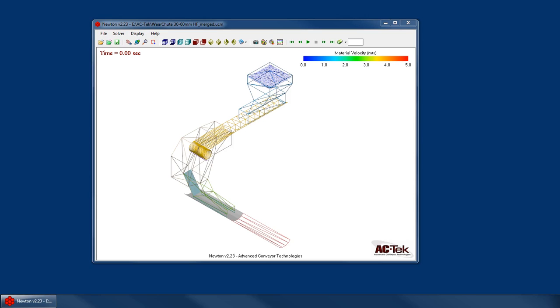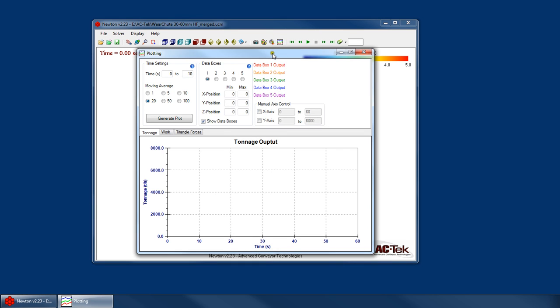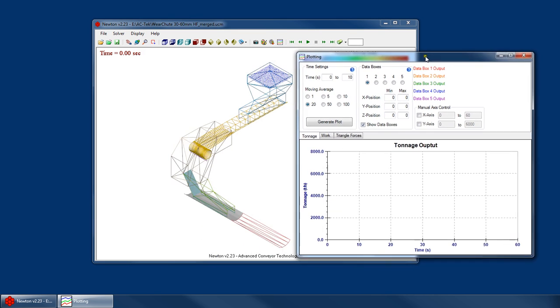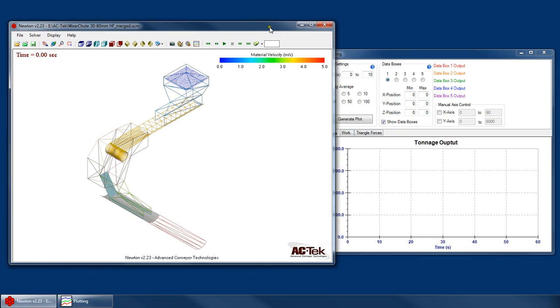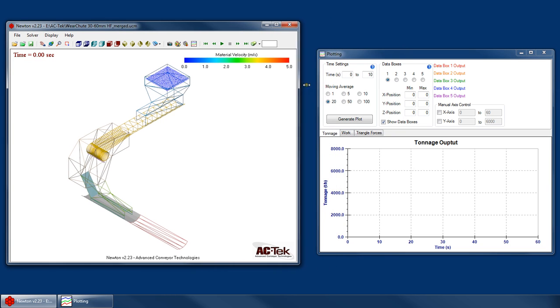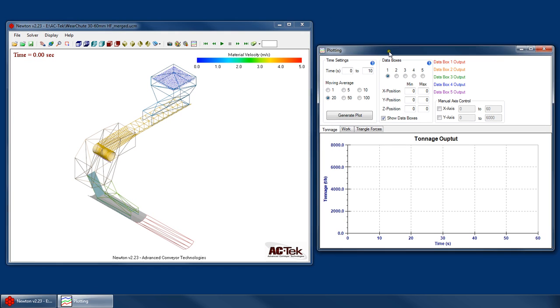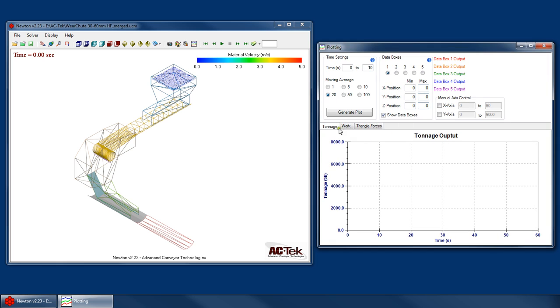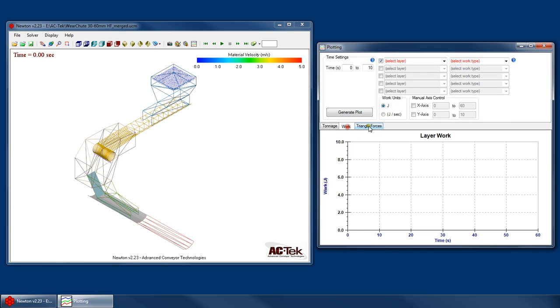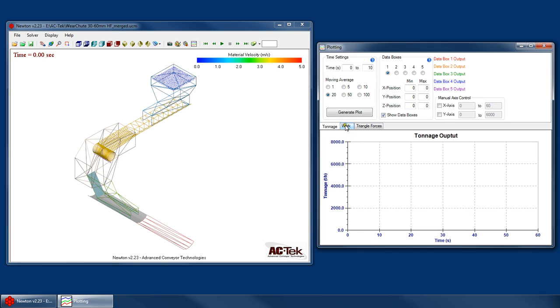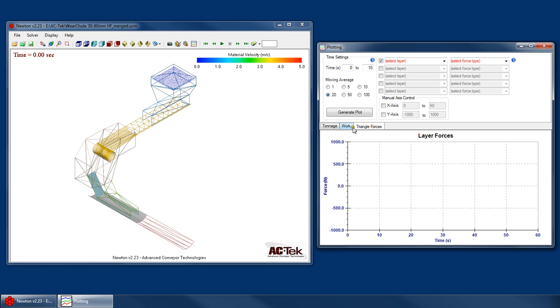I'm Mike Cruz with AC-Tek, and in this tutorial I'm going to continue my discussion of viewing our simulation results in playback file mode. Specifically, we're going to talk about using the features in this plotting window. The plotting window is used for viewing your simulation data in graphical form. There are a few different options that we can look at in here. We have tabs that allow you to plot tonnage, work, or triangle forces.